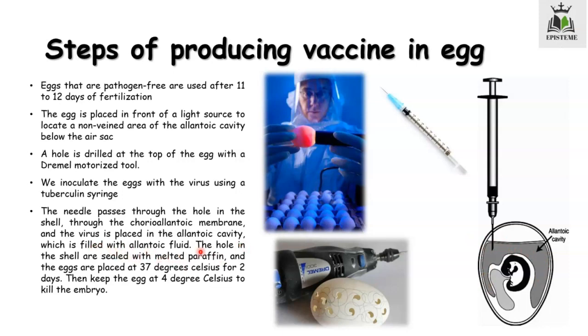Once it is introduced, the hole in the shell is sealed with melted paraffin or with a hot glue gun, and then we incubate the eggs at 37 degrees centigrade for 2 days. Depending on the type of virus we are working with, we incubate it in that way, and after incubation the eggs are placed at 4 degrees centigrade to kill the embryo.